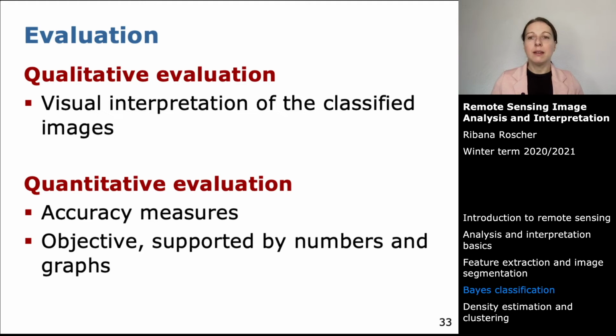One possibility is to have a qualitative evaluation. That means you have a visual interpretation of the classified images. Here, there's not necessarily labeled data involved. You use the labeled data to have a quantitative evaluation. So here you compute accuracy measures, and this is more objective because this is supported by numbers and by graphs. So you should always try to have both evaluations, but in any case, you should always try to get a quantitative evaluation.